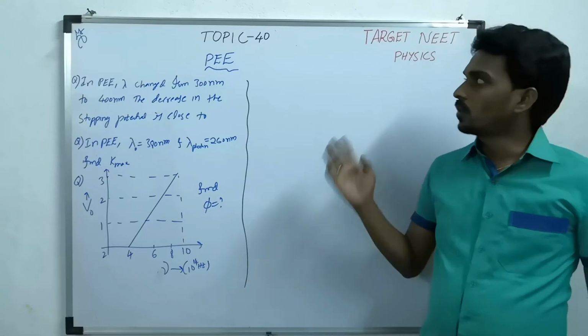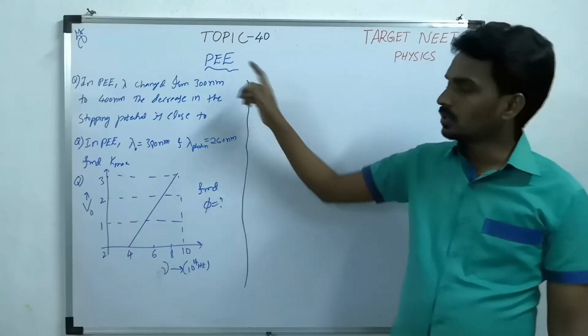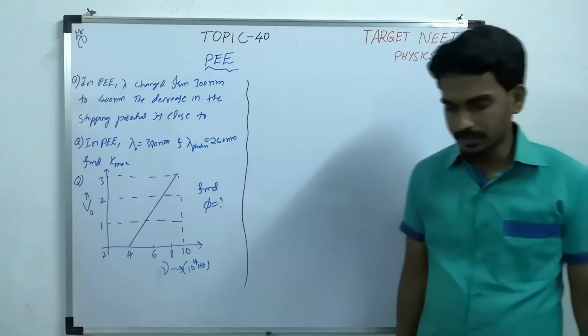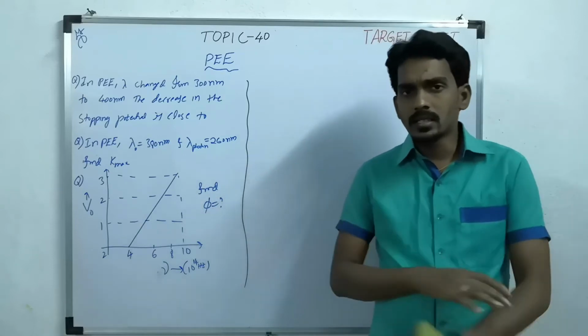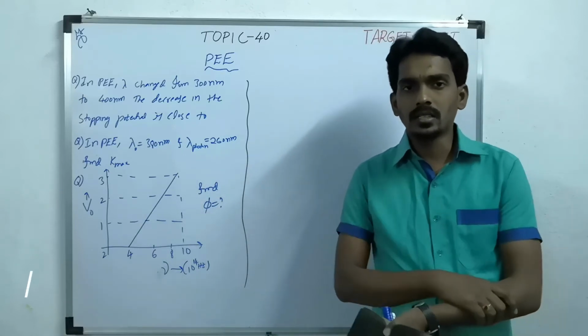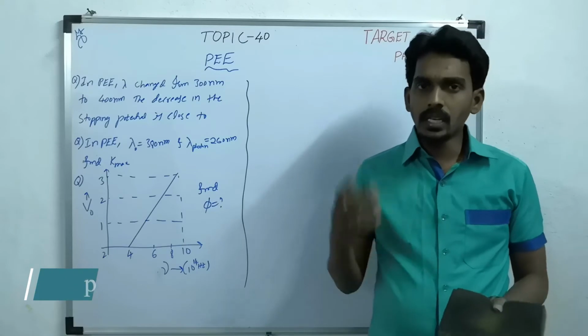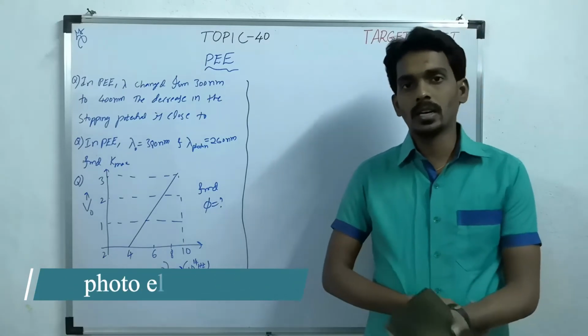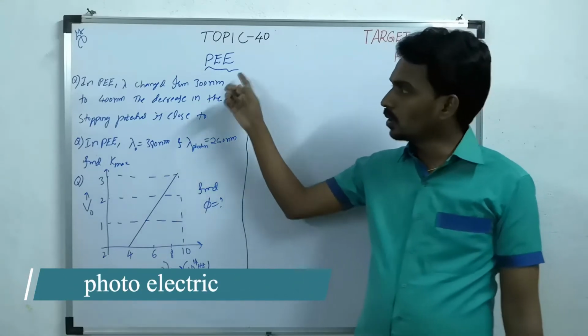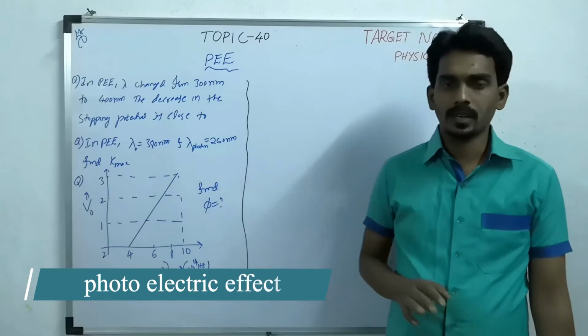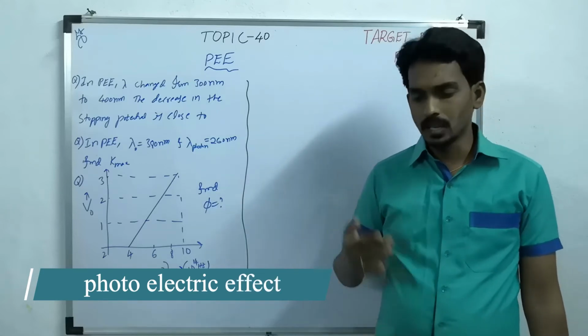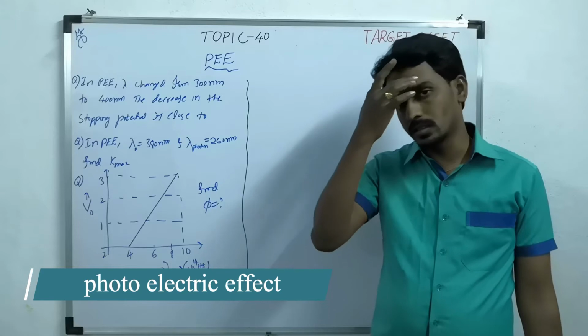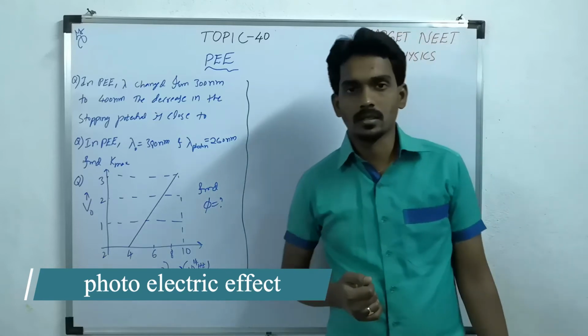Let us start our 40th topic, that is photoelectric effect. So let me start the session with the meaning or the definition of photoelectric effect. What is photoelectric effect or photoelectric emission? Emission of electrons from the metal surface.